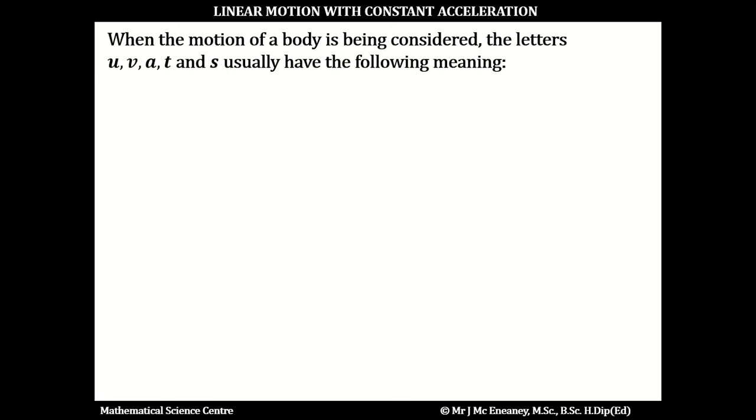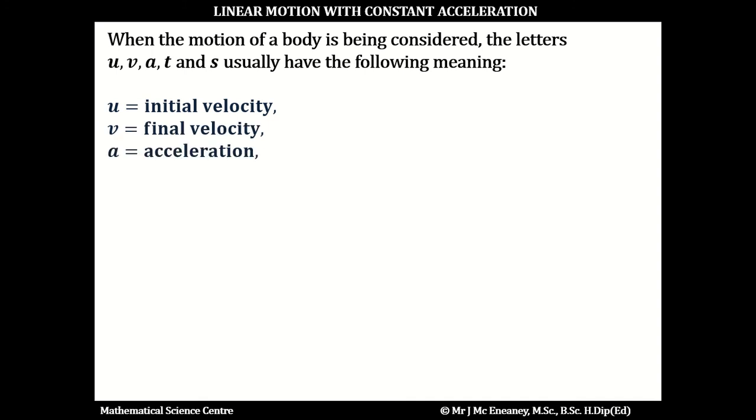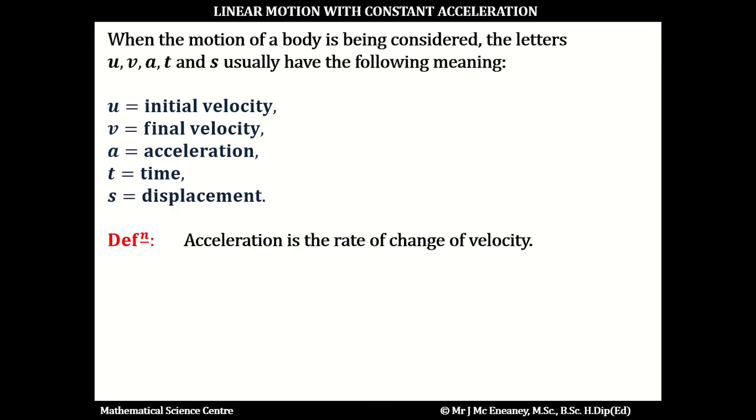When the motion of a body is being considered, the letters u, v, a, t, and s usually have the following meaning. u is initial velocity, v is final velocity, a is acceleration, t is time, and s is displacement. Now, by definition, acceleration is the rate of change of velocity. This means a equals (v minus u) divided by t. We can bring the t across and multiply with the a, and then at equals v minus u.